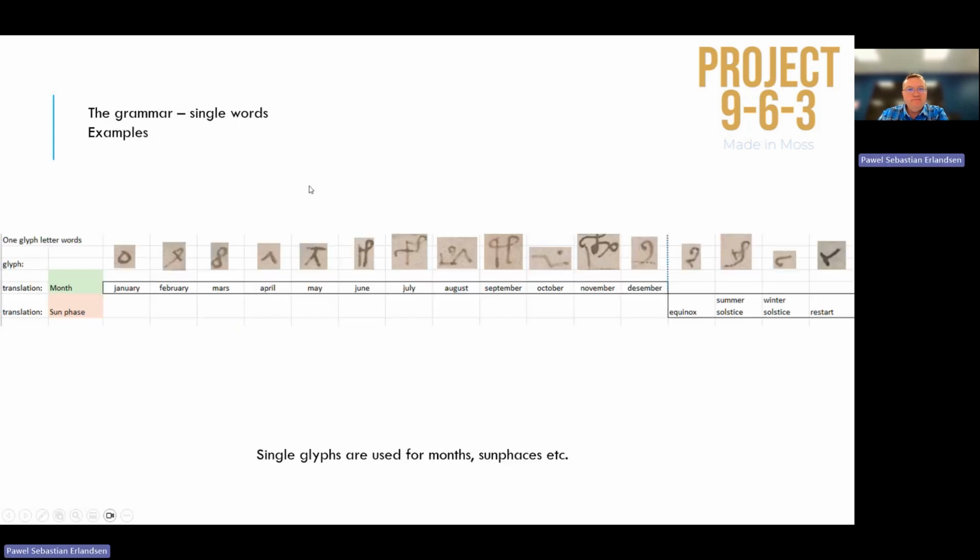When we look at the single words, it looks like to be mainly for calendars, for sun phases, etc. And then the O is January. This one is February, March, etc. And in this sun phase catalog, we have the equinox, which happens in the spring and the fall. Then we have the summer solstice, the opposite of the winter solstice, and we have identified a glyph that looks like restart a year.